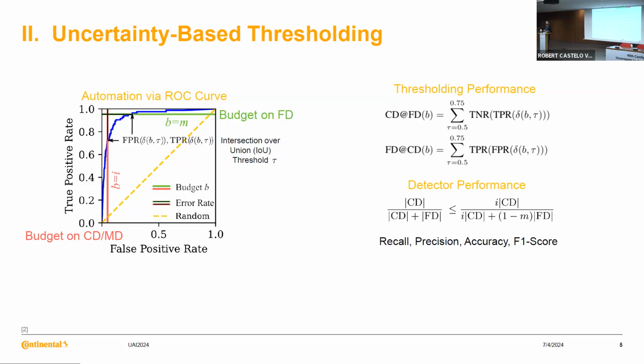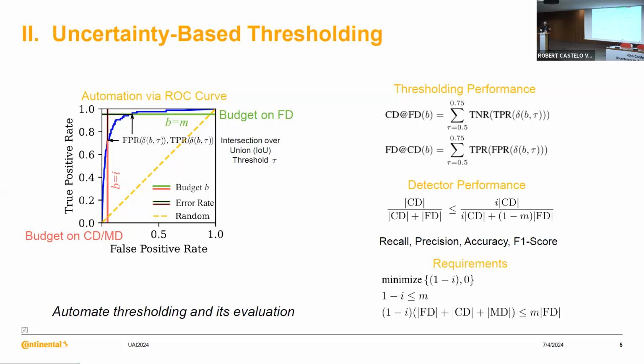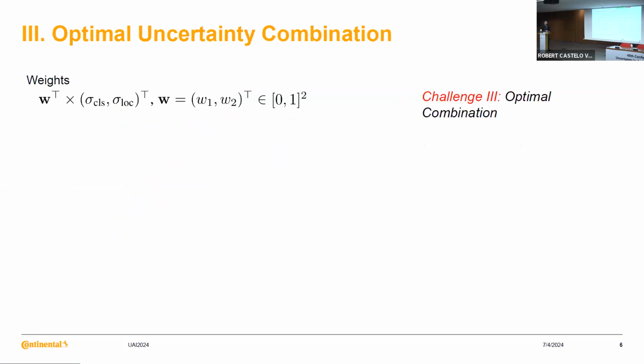So the next step would be, how do we translate that to the detector performance? And so we check a couple of metrics and we find the requirements, or in this case, the inequalities that will tell you at which point does it start making sense to actually use the threshold. Because if you're losing more detections than you're actually gaining by removing the false detections, then it's not really helpful. And so we automate the thresholding and its evaluation, and then we move to the optimal combination.